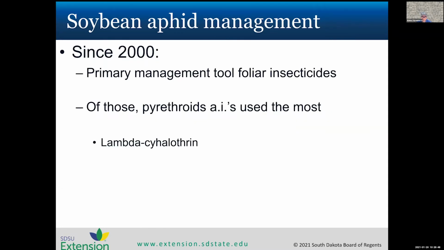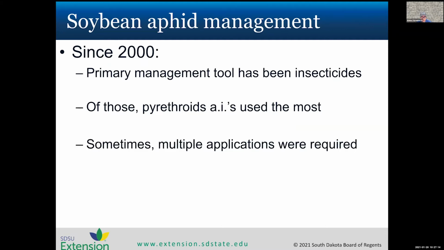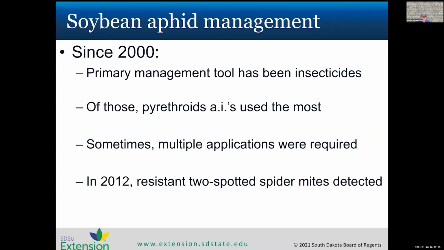Why am I pointing this out? You're probably asking, well, for a pest that's been around for now moving into 21 years, that's been primarily managed using foliar insecticides. And of those insecticides, we've mainly been using Pyrethroid class active ingredients. And of the pyrethroids, we've been relying pretty heavily on lambda-cyhalothrin, the active ingredient here. Well, maybe we might have some issues with this pest now. And especially when we think that sometimes multiple applications were required to manage this pest. Our first indication that maybe we're heading towards a resistance issue is in 2012 when resistant two-spotted spider mites were detected.